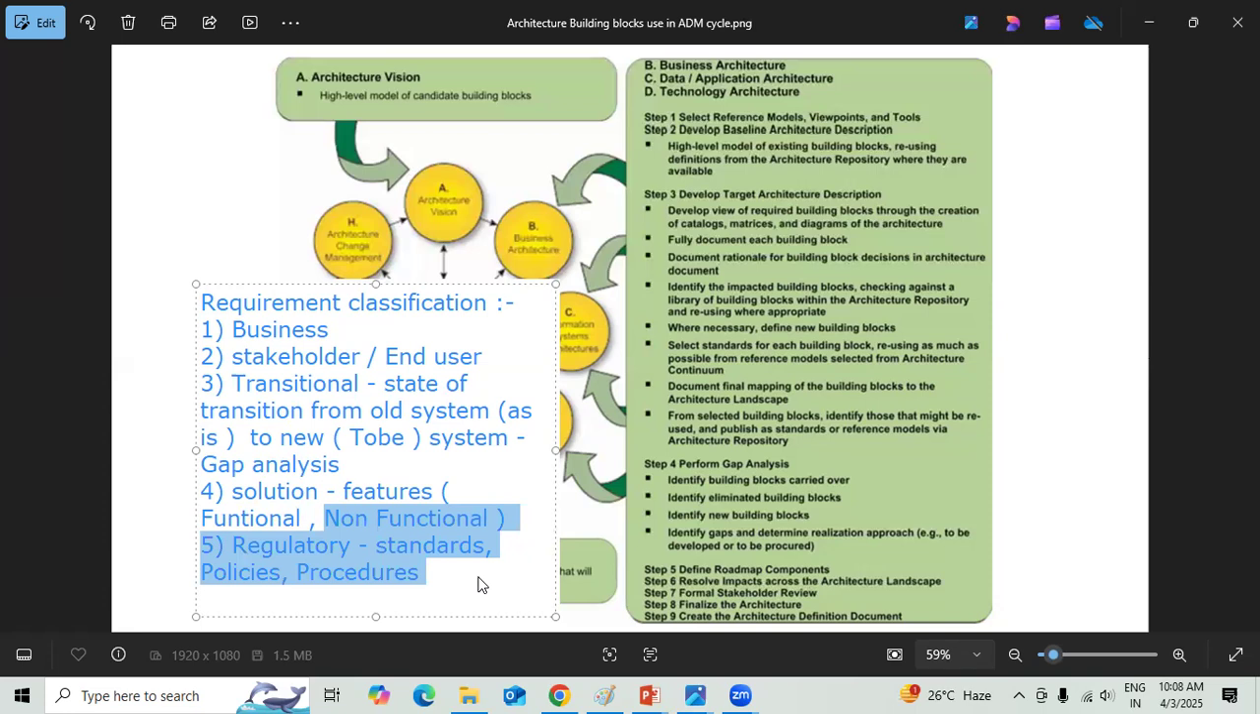So being a solution architect, our focus should be on these two areas. One is the non-functional side, the second is the regulatory side, not the functional side. Why am I not talking about the functional side? Because these functionalities will be turned into business logic by the developer writing the code, and the developer has already written the code there.